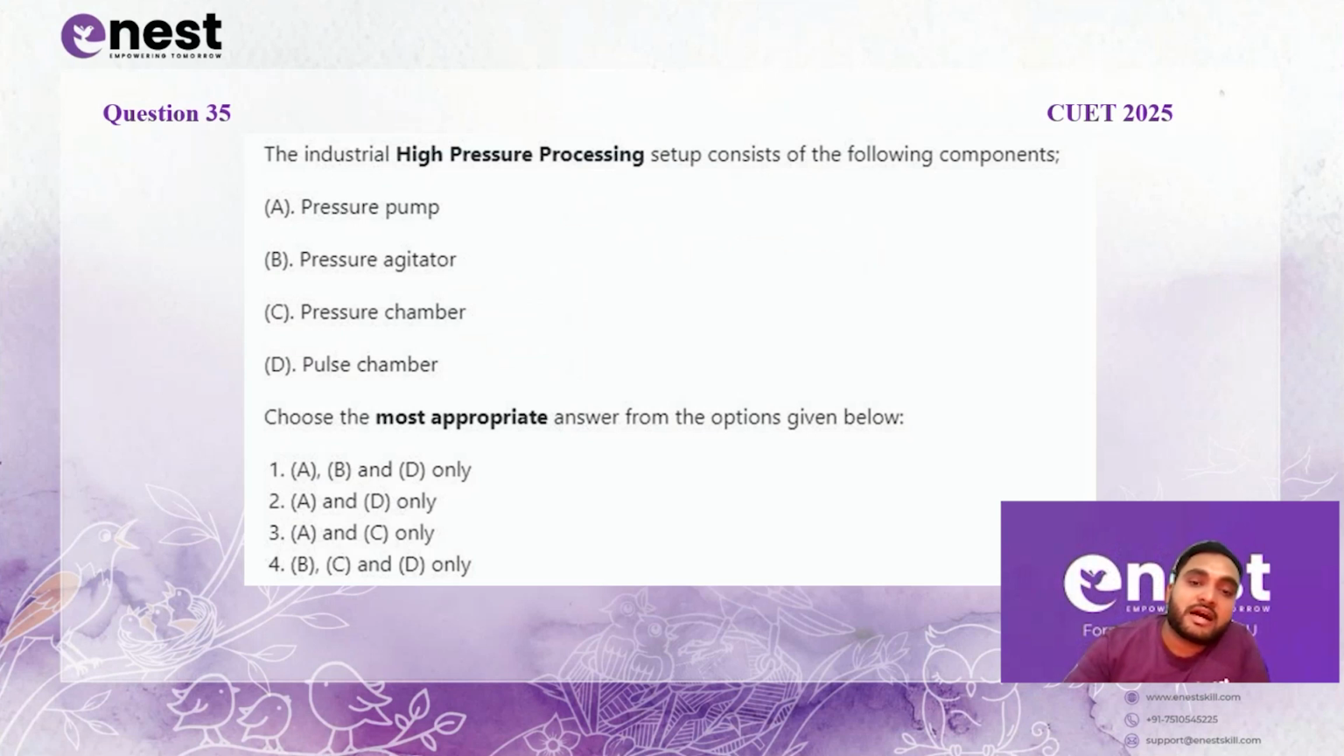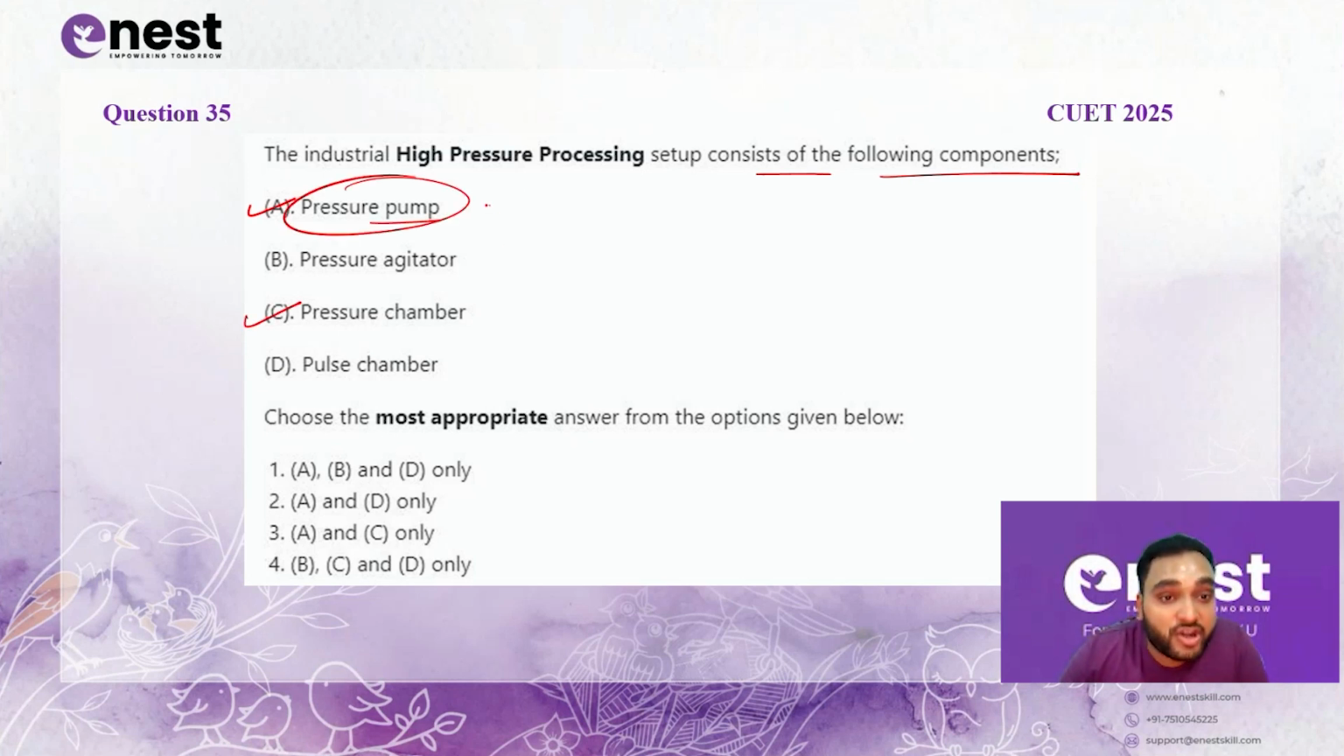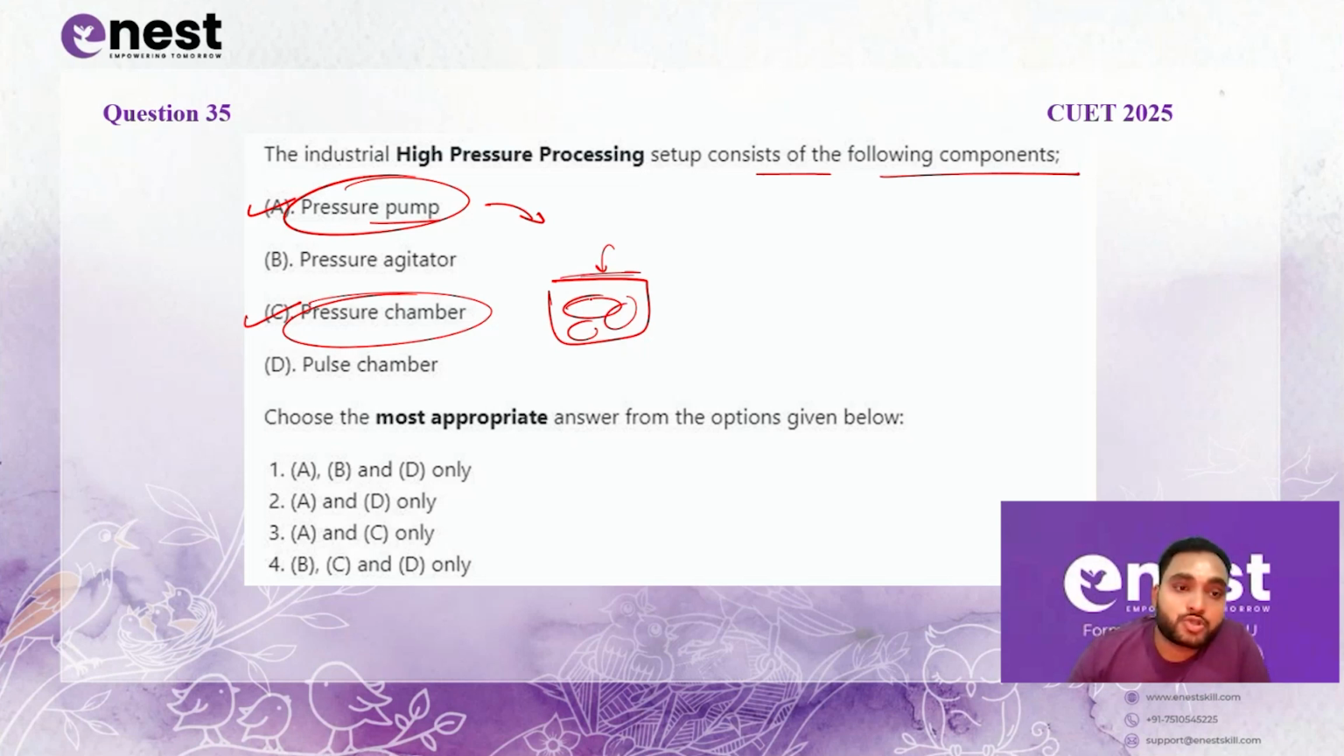The industrial high pressure processing setup consists of the following components, and the options are pressure pump, pressure agitator, pressure chamber and pulse chamber. So the right options are A and C. The pressure pump is responsible for generation of pressure, and the pressure chamber is responsible for the storage of the food item inside that chamber, which is subjected to a high pressure. So A and C, that is option 3, is the right answer for this question.